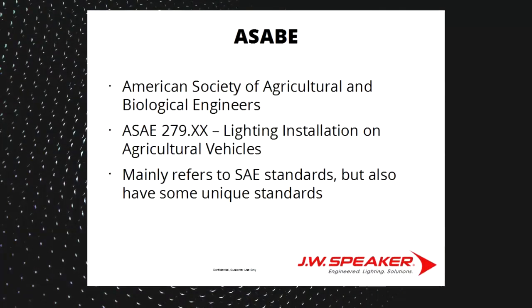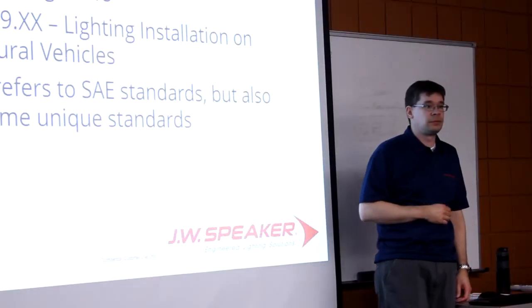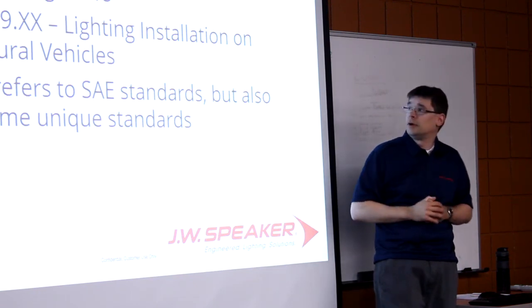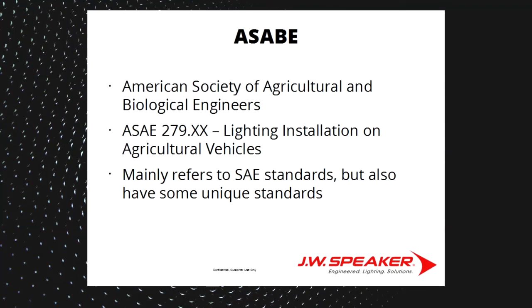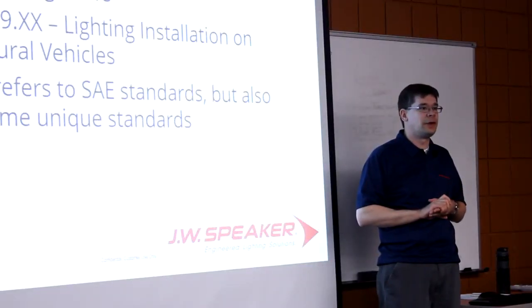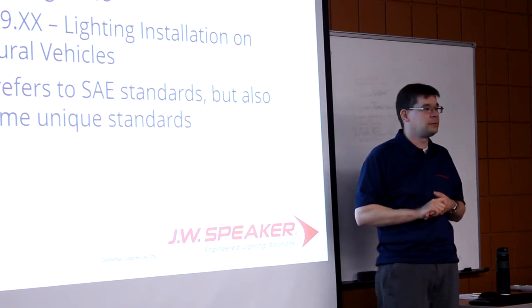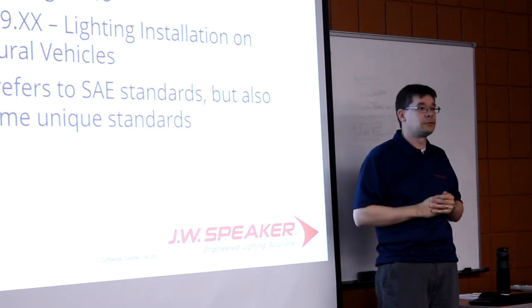There's one more in North America I'll touch on here for the agricultural market. It is ASABE, the American Society of Agricultural and Biological Engineers. They have a couple of standards that are directly related to some of the stuff we do. They have an installation standard, which is ASAE S279.XX. The XX there is for the revision level. I think currently it is 17. That changes every time they update the document. That document states what lamps are necessary for an agricultural vehicle, such as tractors.